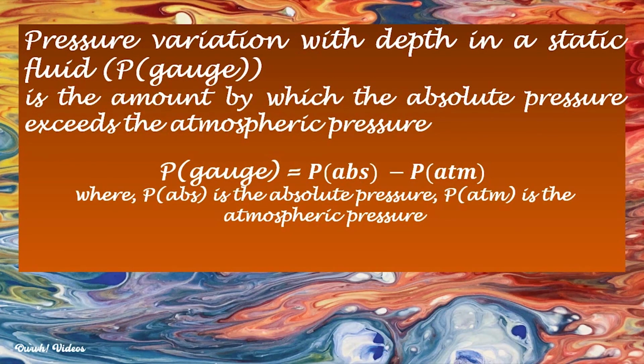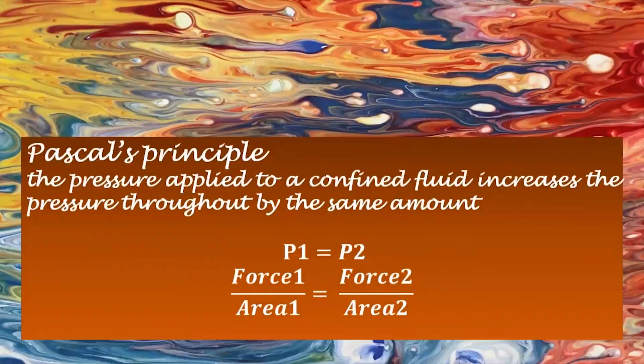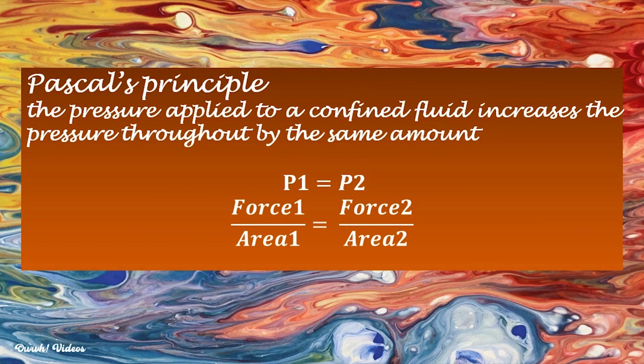Pressure variation with depth in a static fluid. P gauge is the amount by which the absolute pressure exceeds the atmospheric pressure. P_gauge = P_abs − P_atm, where P_abs is the absolute pressure and P_atm is the atmospheric pressure. Pascal's principle: the pressure applied to a confined fluid increases the pressure throughout by the same amount. P1 is equal to P2. Force 1 over area 1 is equal to force 2 over area 2.